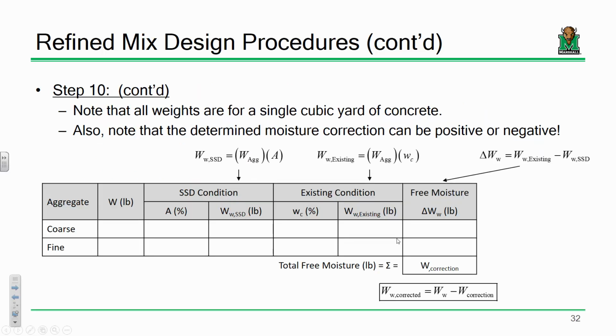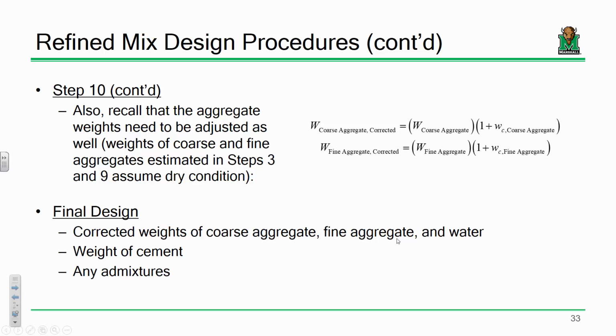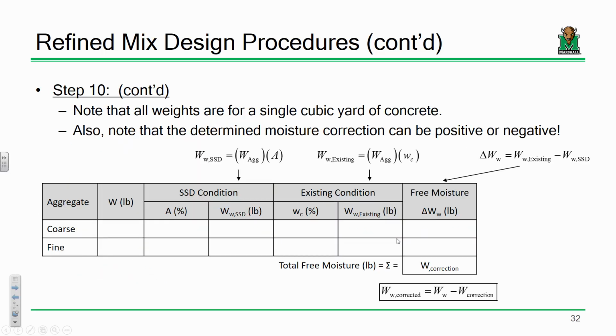So you're going to need to perform a correction to account for the difference between how much moisture you actually have and your target moisture content. And it's basically going to be related to the moisture content in the existing condition and then the absorption, the moisture content at saturated surface dry. Everybody okay with that? I know it's a lot of tech and a lot of details, but any questions so far?